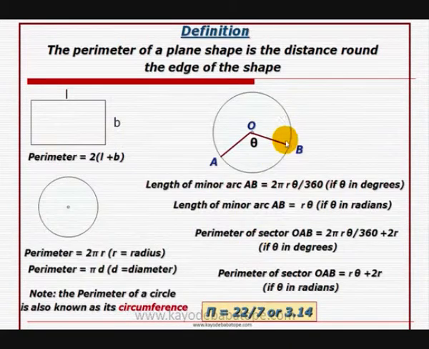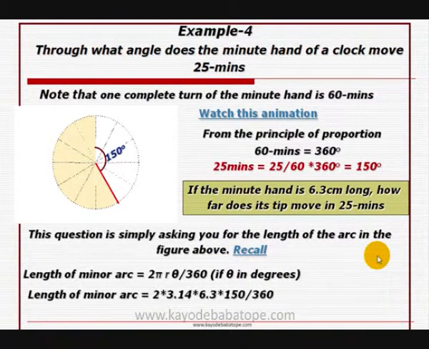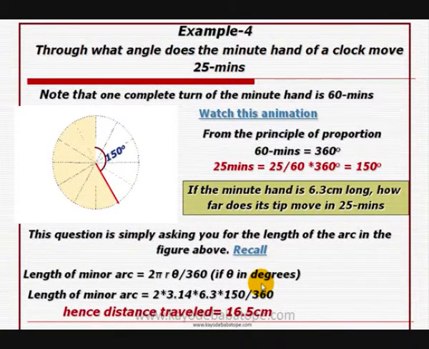Recall, the equation for finding the length of an arc is 2 pi r theta divided by 360. So in our case, we have 2 times pi times radius, which is 6.3, times 150 degrees divided by 360. That gives us a distance of 16.5 meters.